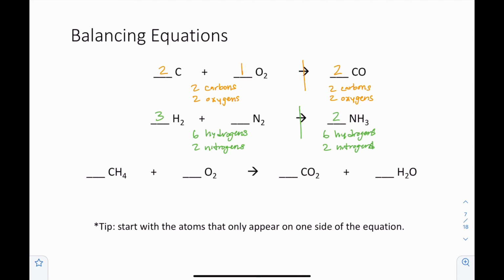We have the same number of atoms on both sides of the equation, which means our equation is now balanced. Again, if you want, you can fill in the 1 in front of the nitrogen, but if you leave it blank, it just means one of them.